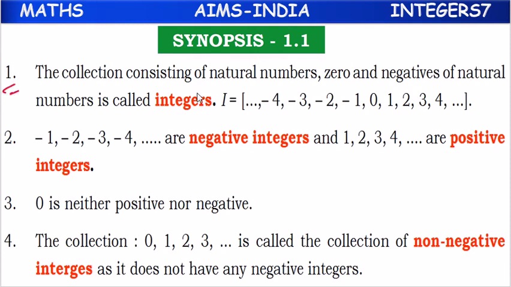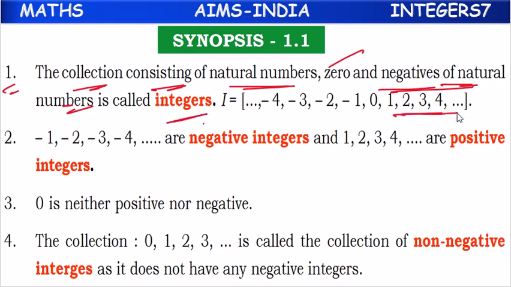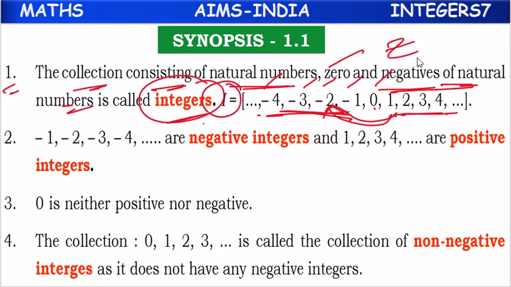So this is the revision of the textbook topics we have learned. The collection consisting of natural numbers, 0 and negatives of natural numbers is called integers. 1, 2, 3, 4 are natural numbers, and -1, -2, -3, -4 are negatives of natural numbers. This collection is called integers. Sometimes it is denoted by I, sometimes by Z.